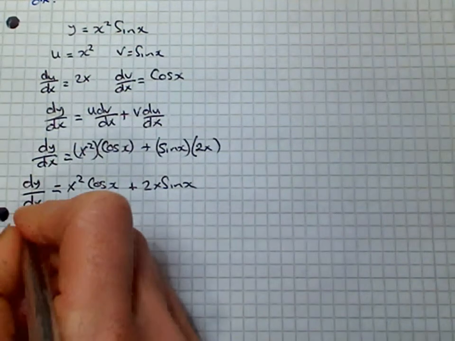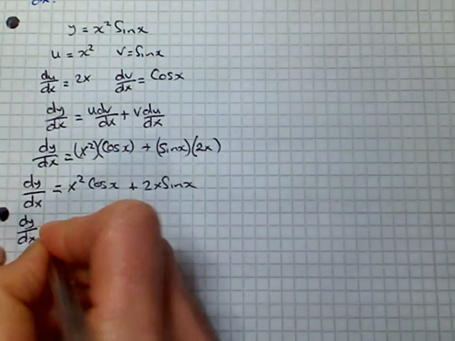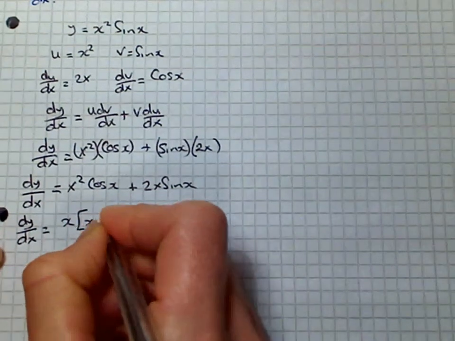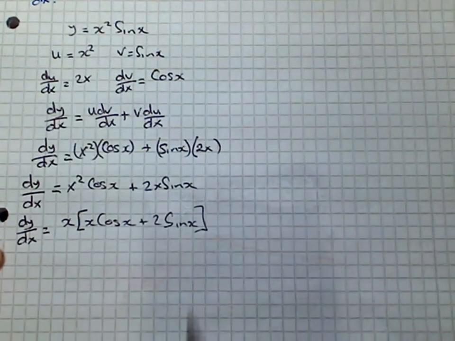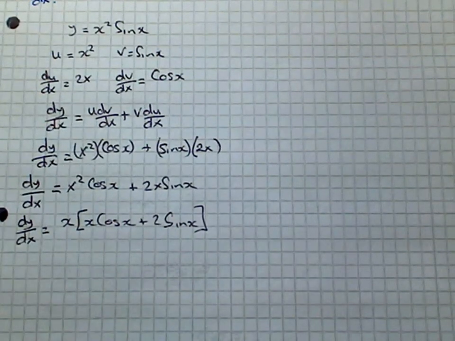And if you wanted, you could simplify it by taking out the x. So x into x cosine of x plus 2 into sine of x. And that would be that finished.